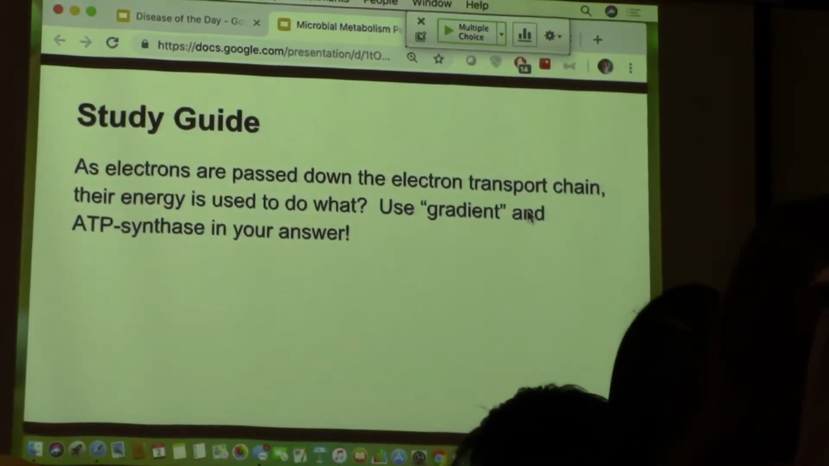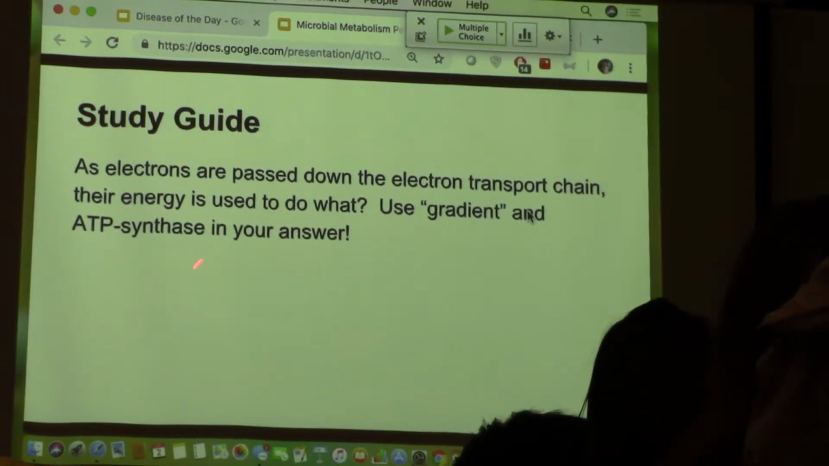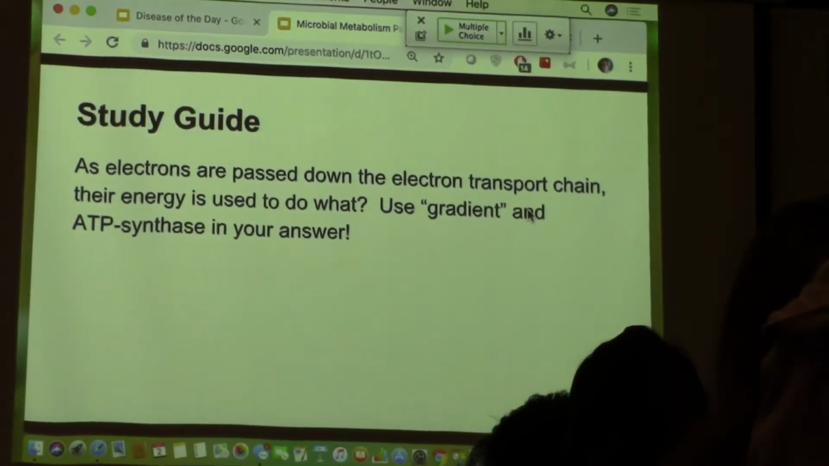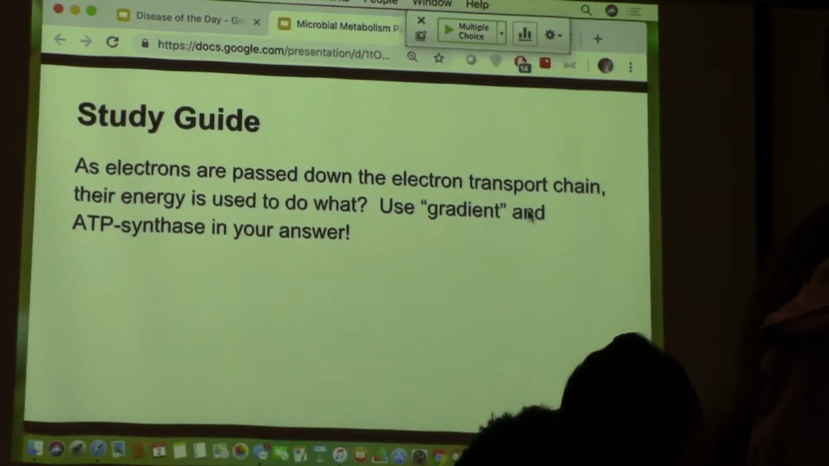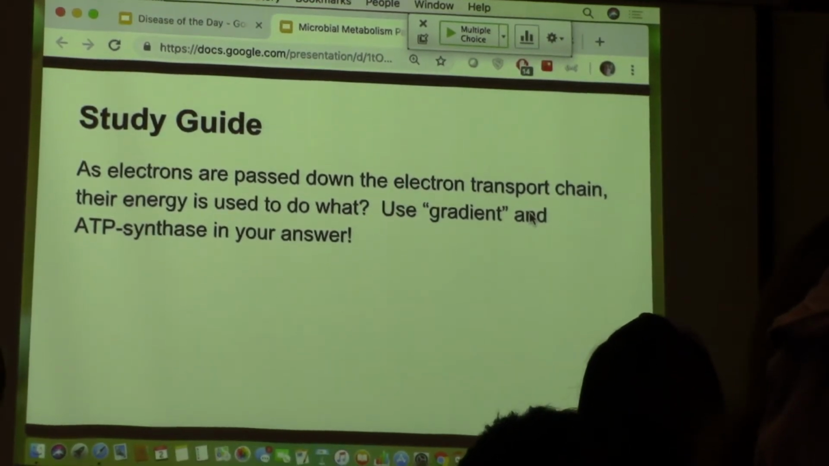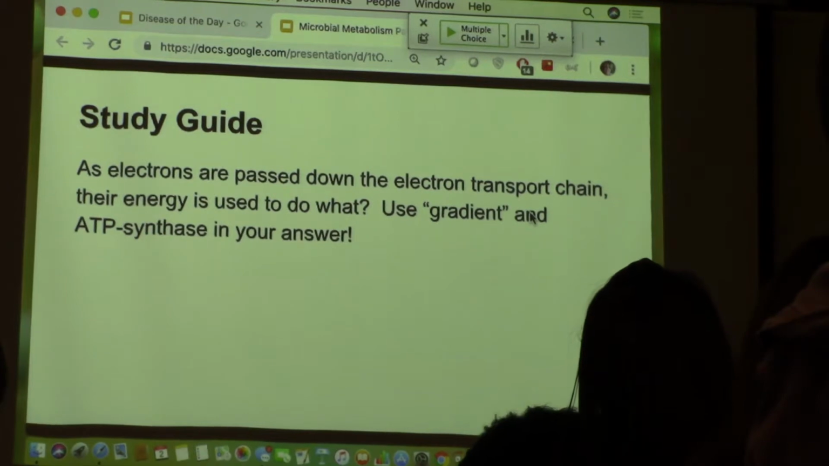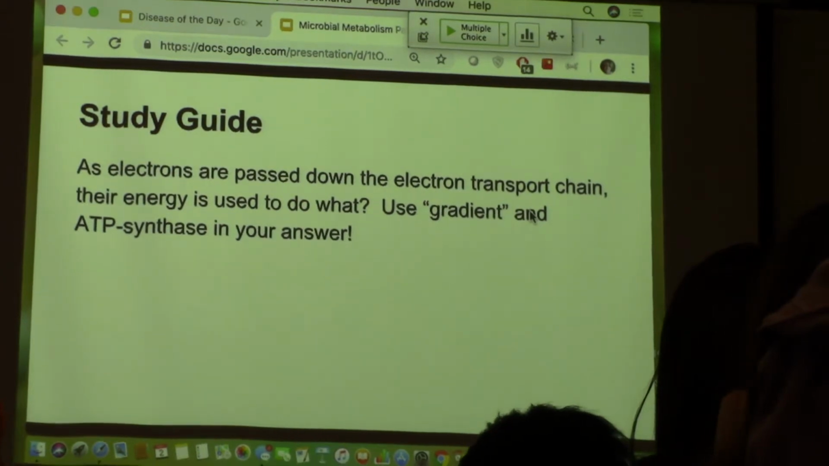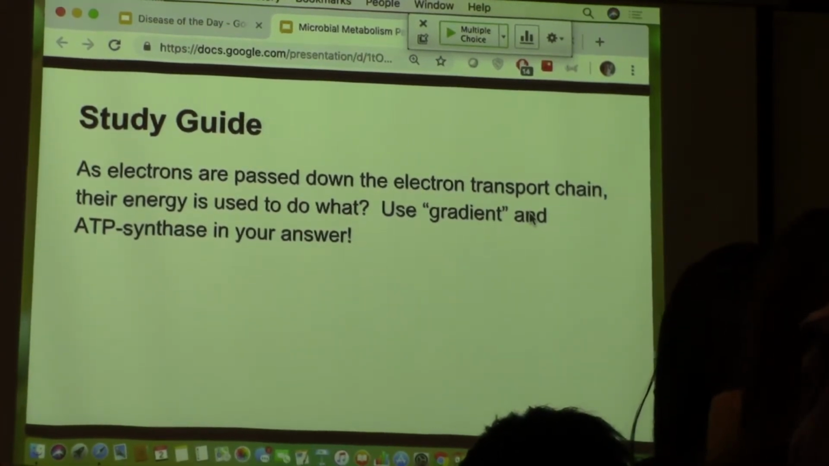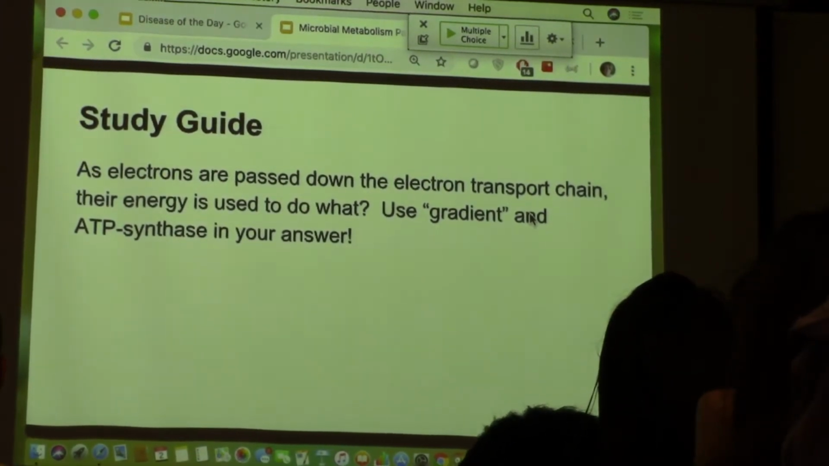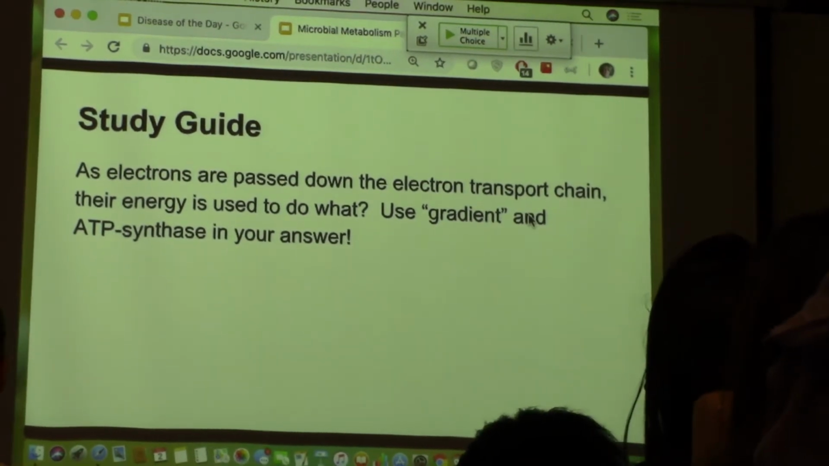All right, and we just kind of answered this, right? We said as electrons are passed down the electron transport chain, their energy is used to create a proton gradient, right? And the proton gradient contains potential energy. And then that potential energy is used to drive the synthesis of ATP using the enzyme that's called ATP synthase, right? ATP synthase is the enzyme that makes ATP. Okay, so basically these study guide questions are coming right out of the lecture notes, in the material that we've been talking about.